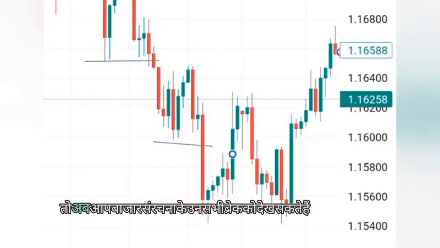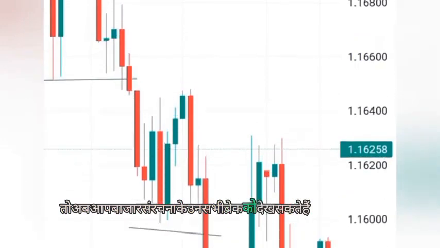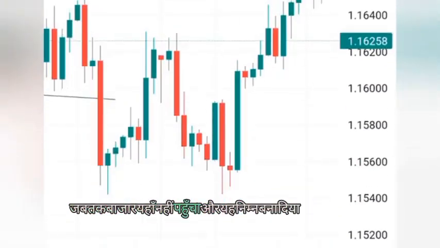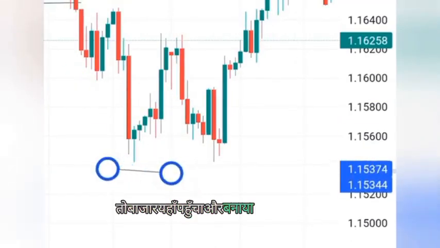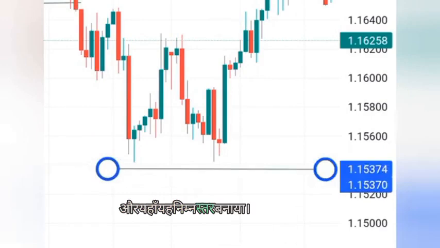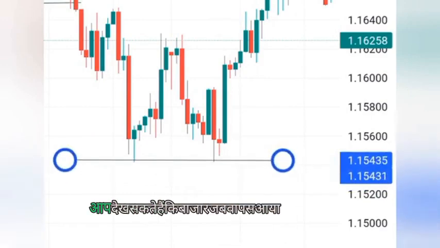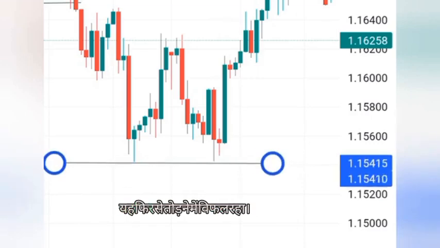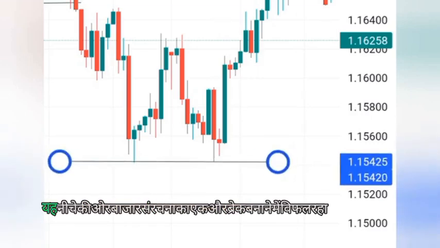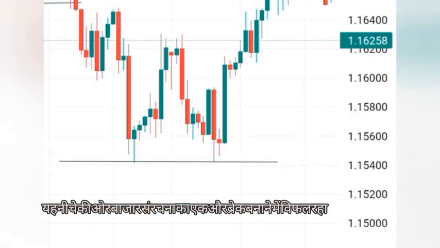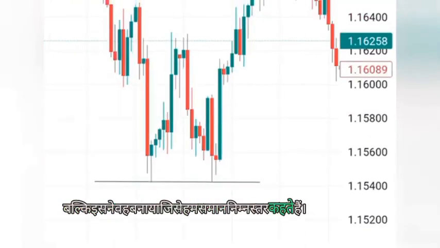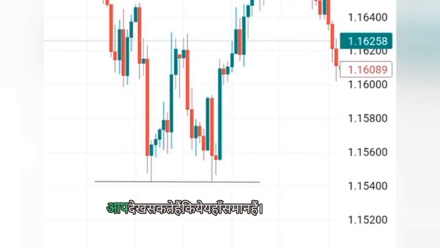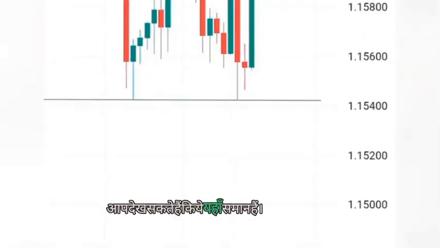move. So now you can see all those breaks of market structure until the market reached here and made this low. And when it created this low, you can see that when the market came back, it failed to make another break of market structure to the downside. Rather, it created what we call equal lows. These are equal lows right here.